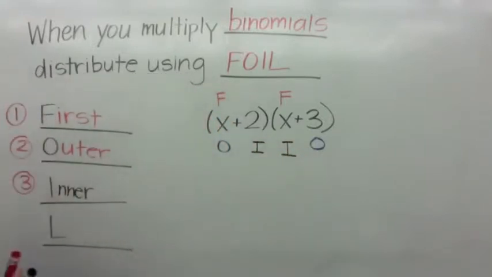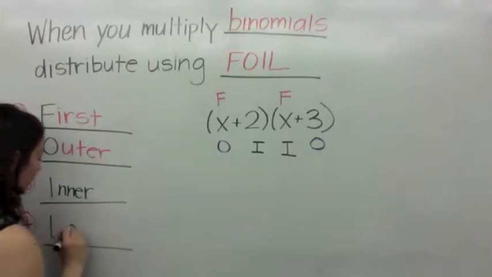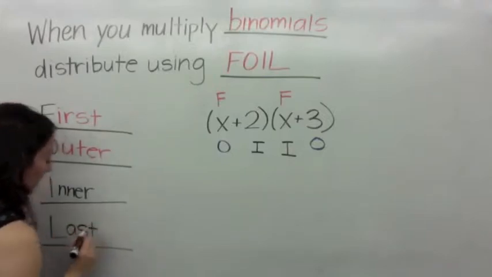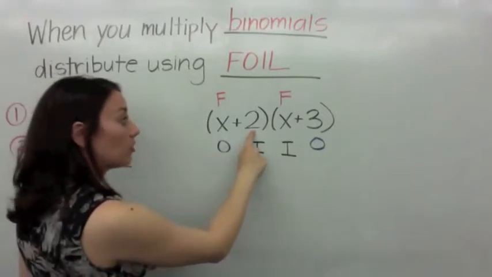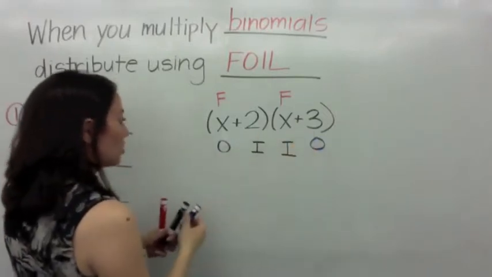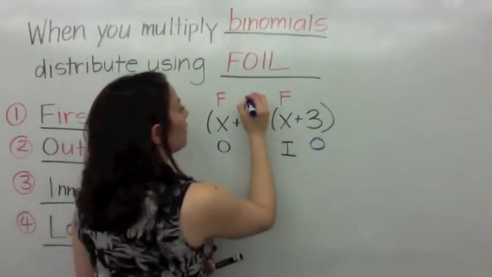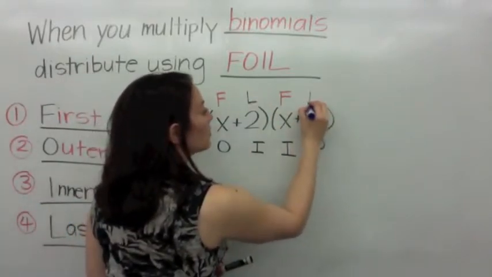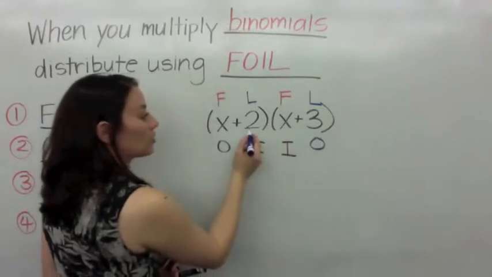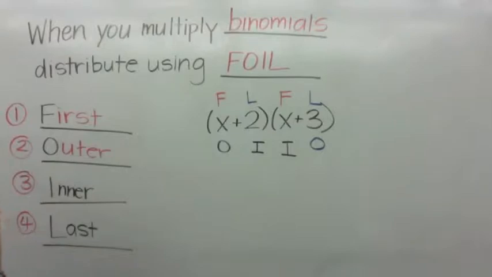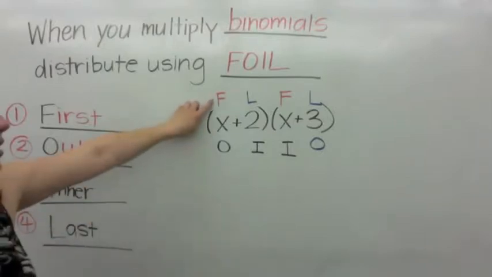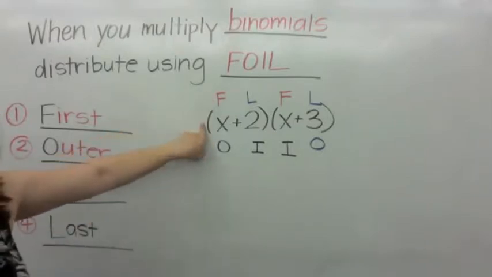Okay? And finally, the 4th step is to multiply the last terms together. Okay? Last terms. So the last terms are going to be the last term in this binomial, which is 2, and the last term here. So I'm going to go ahead and put an L for last. So this is the last term, 2 times 3. Okay? So go ahead and write those letters for me on top or underneath this expression.